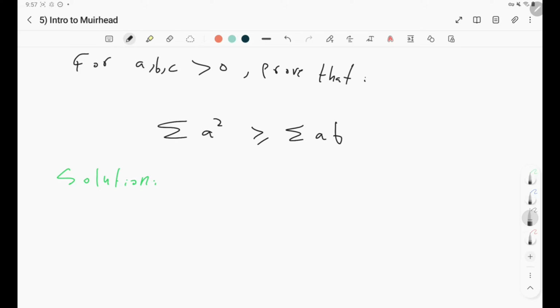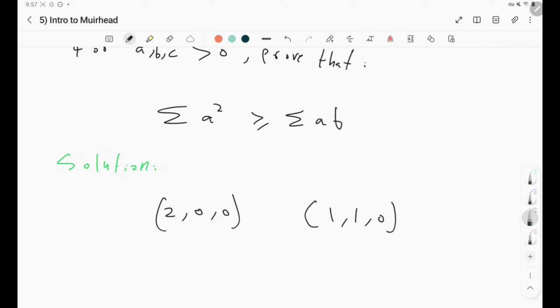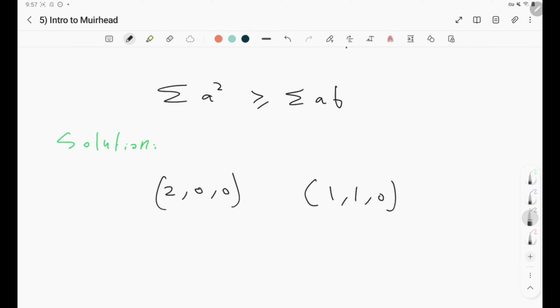So what exactly are the powers in the LHS? Clearly, you can see that the powers, if you want to write them as a, b, c, are 2, 0, 0. Clearly, that's the LHS. So our X sequence will be 2, 0, 0. For the other sequence, here we have clearly 1, 1, 0. So it's going to be just that, 1, 1, 0. Always remember to put it in decreasing order. So these are the two sequences.